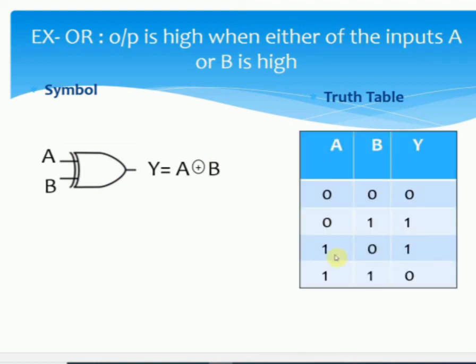Now in the truth table, we can see that when both the inputs are 0, 0, the output is 0. When both the inputs are 1, 1, the output is again 0 because in both these cases the number of ones is not odd. But in case of second and third case, one of the inputs is 1 and therefore it is giving you the output equal to 1. So for XOR gate, we can say that the output is high when either of the inputs A or B is high.